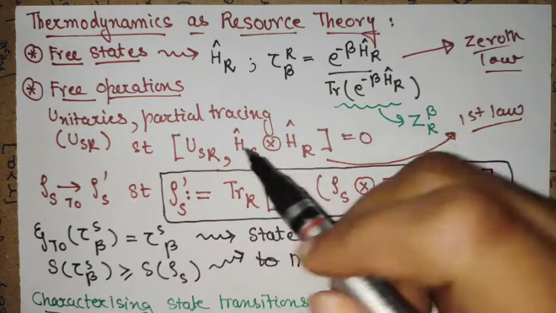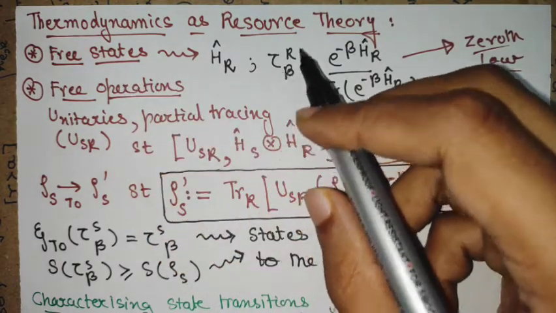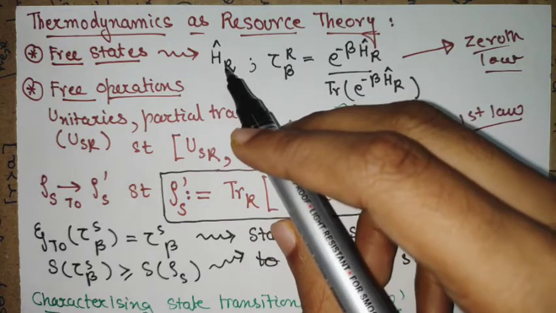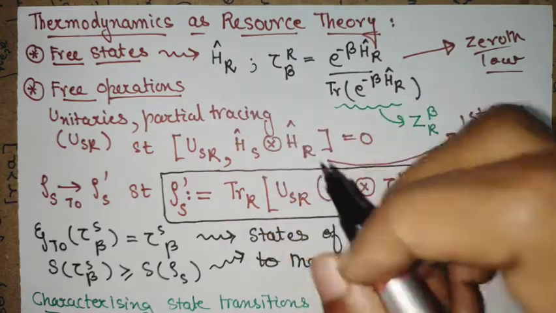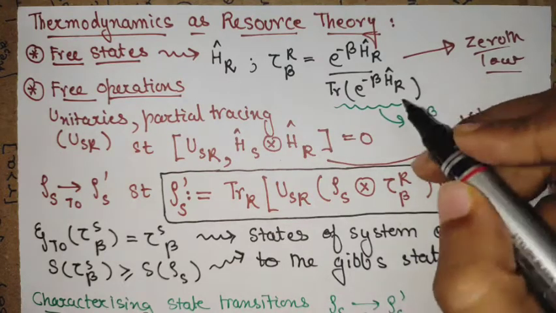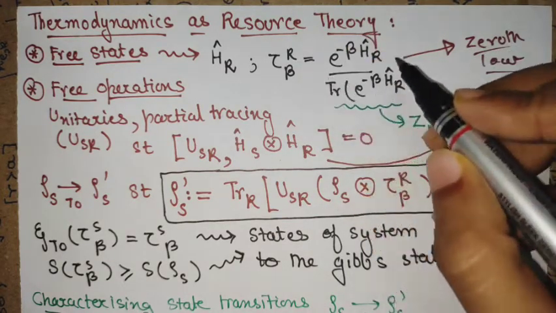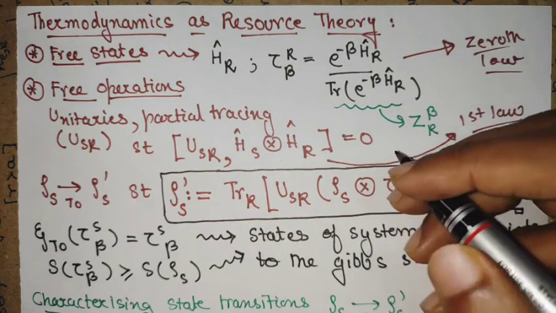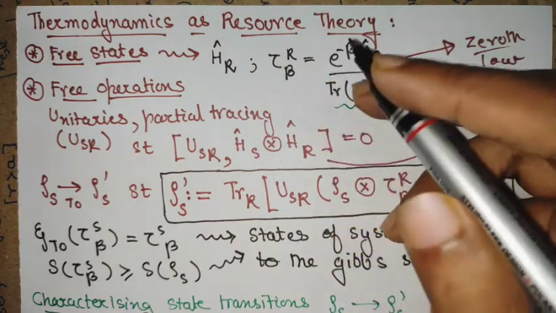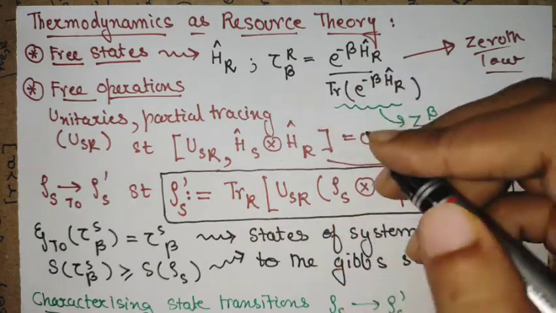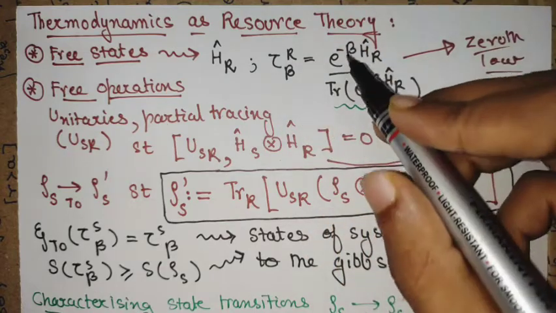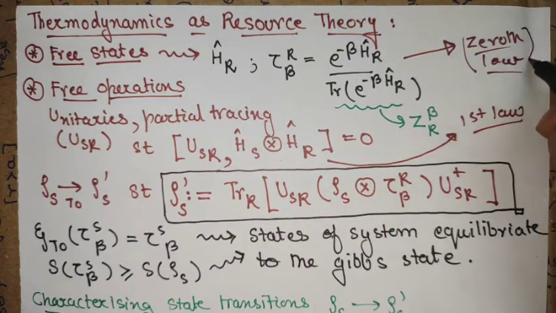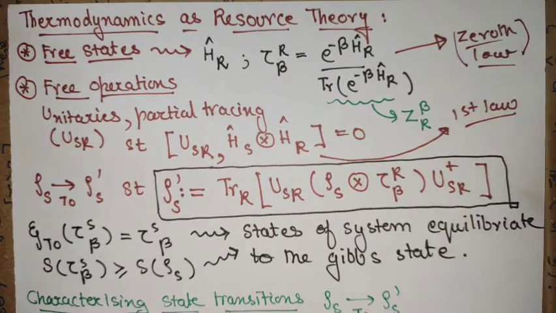So in thermodynamics, we take the free states as the Gibbs states associated with the bath. Here the system's ancilla R is the bath. So Gibbs states are the zeroth state, and hence the bath is said to be always present in the Gibbs state, or the thermalized state. And the beta parameter that appears in this Gibbs state is what quantifies the temperature and serves the purpose of the zeroth law.